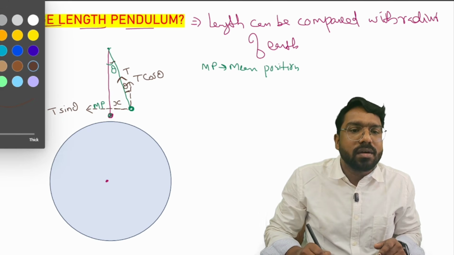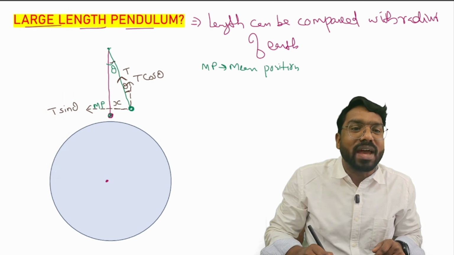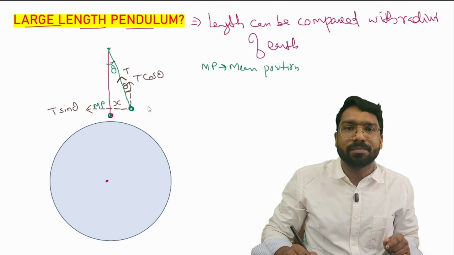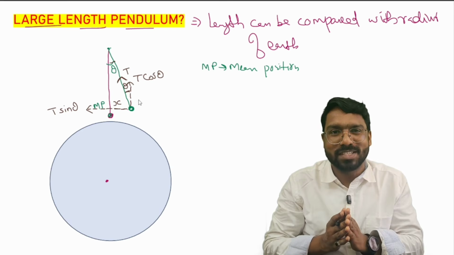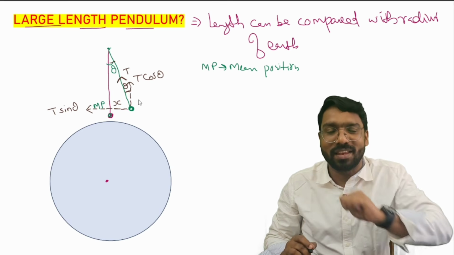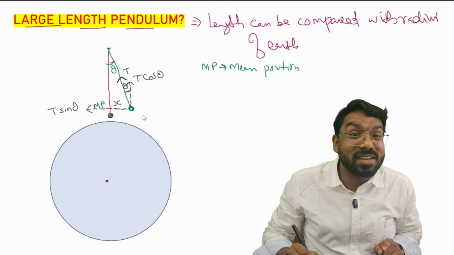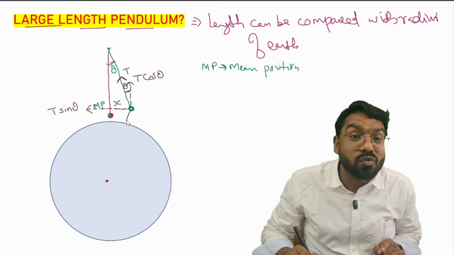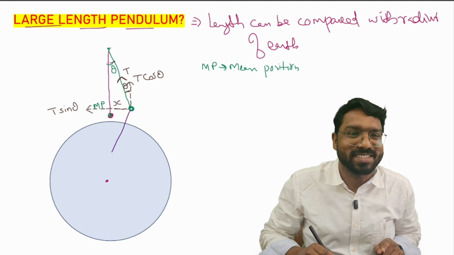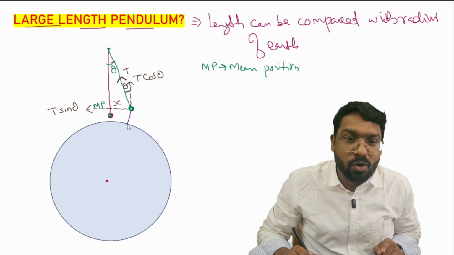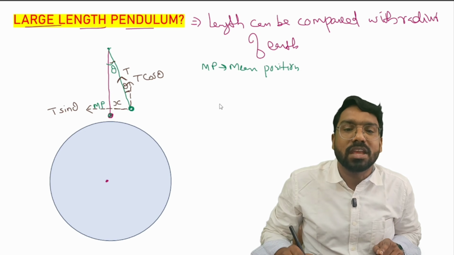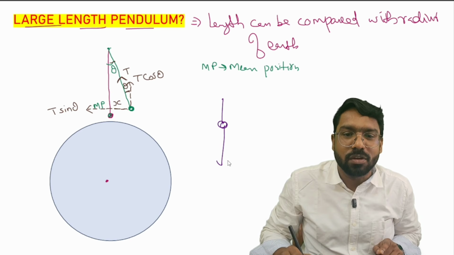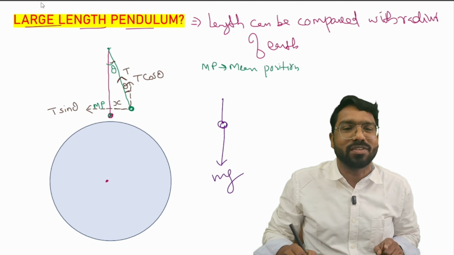What is the direction of the weight acting on the bob of the pendulum? Normally we take weight mg directly downwards, but here we can't take it like that, because weight is always acting towards the center of the Earth. So the weight will be directly downwards towards the center of Earth.